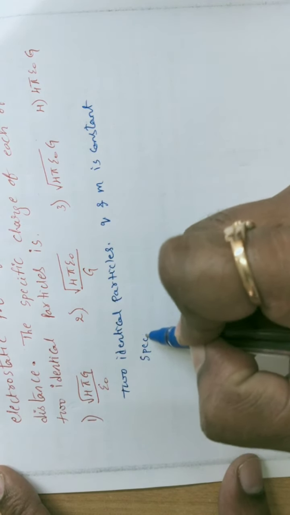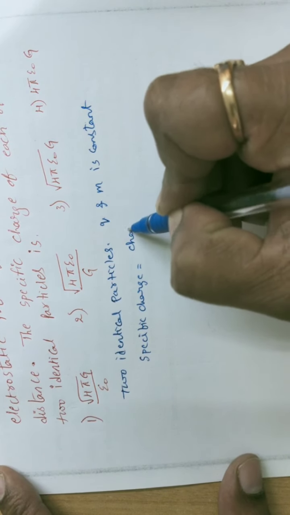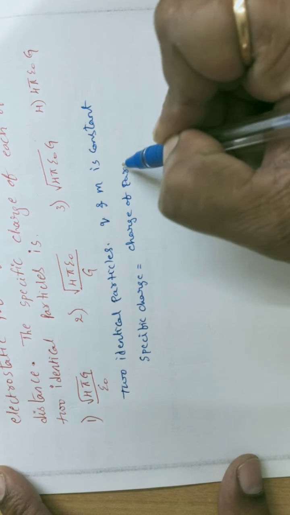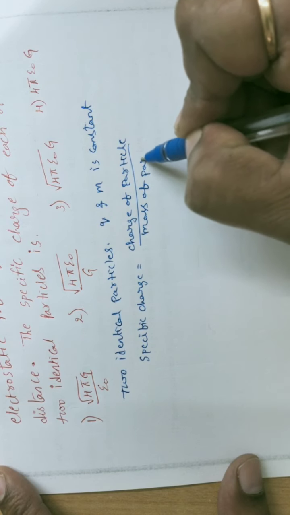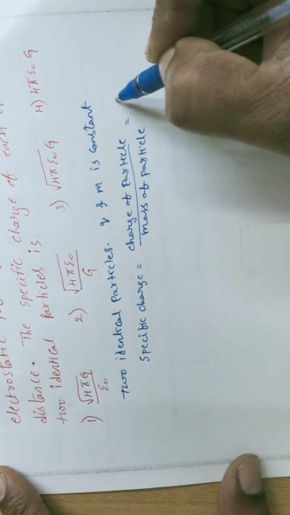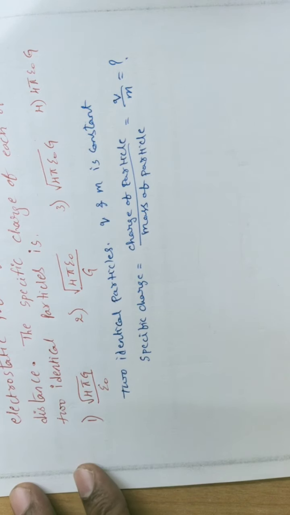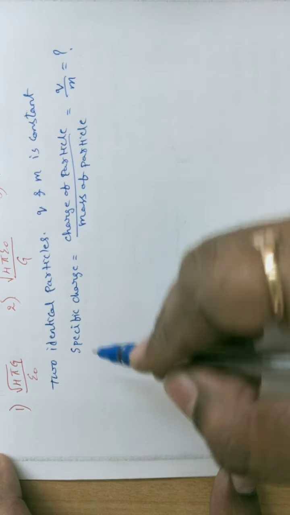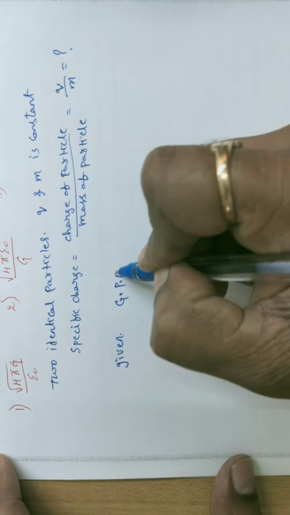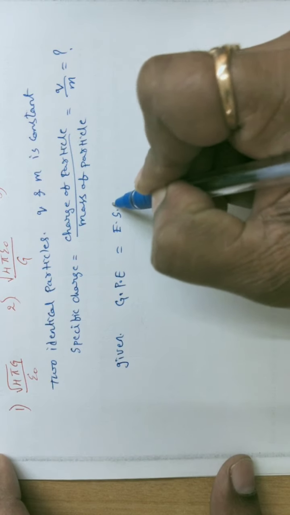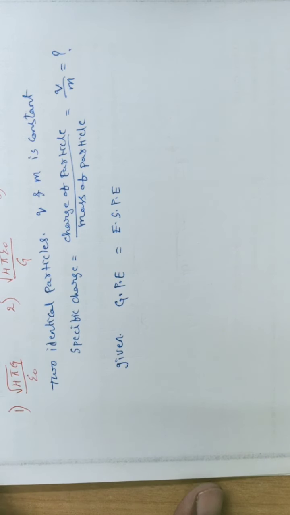Specific charge is equal to the charge of the particle divided by the mass of the particle. This is the fundamental thing about specific charge. We can simply represent it as q by m, and this q by m value we want to calculate. The given condition is that gravitational potential energy is equal to electrostatic potential energy.